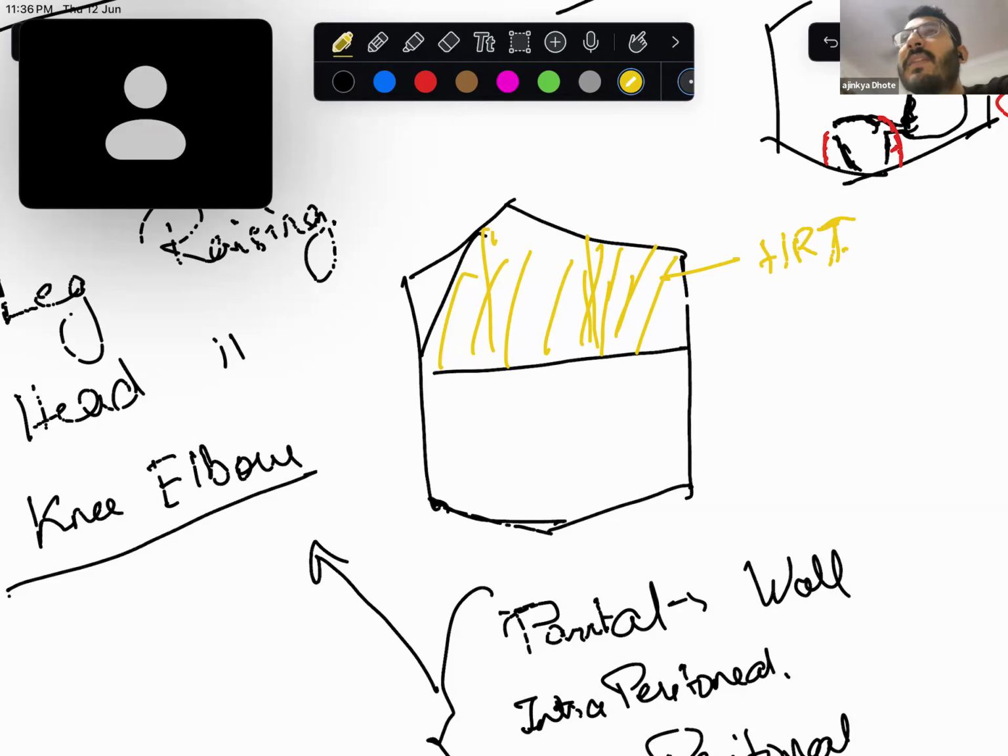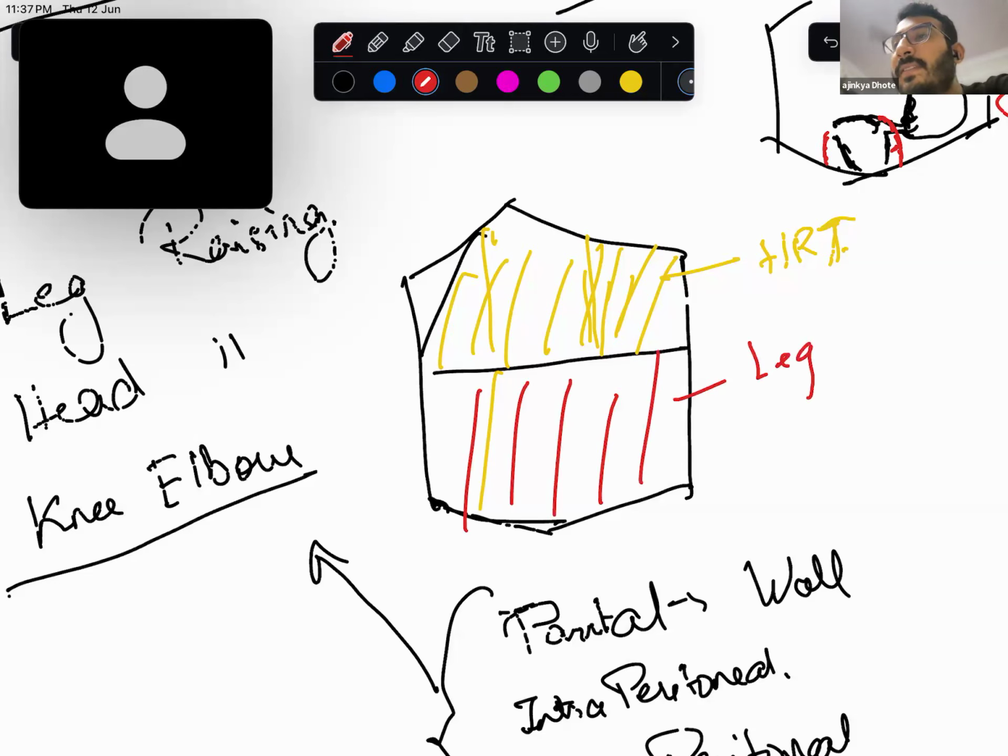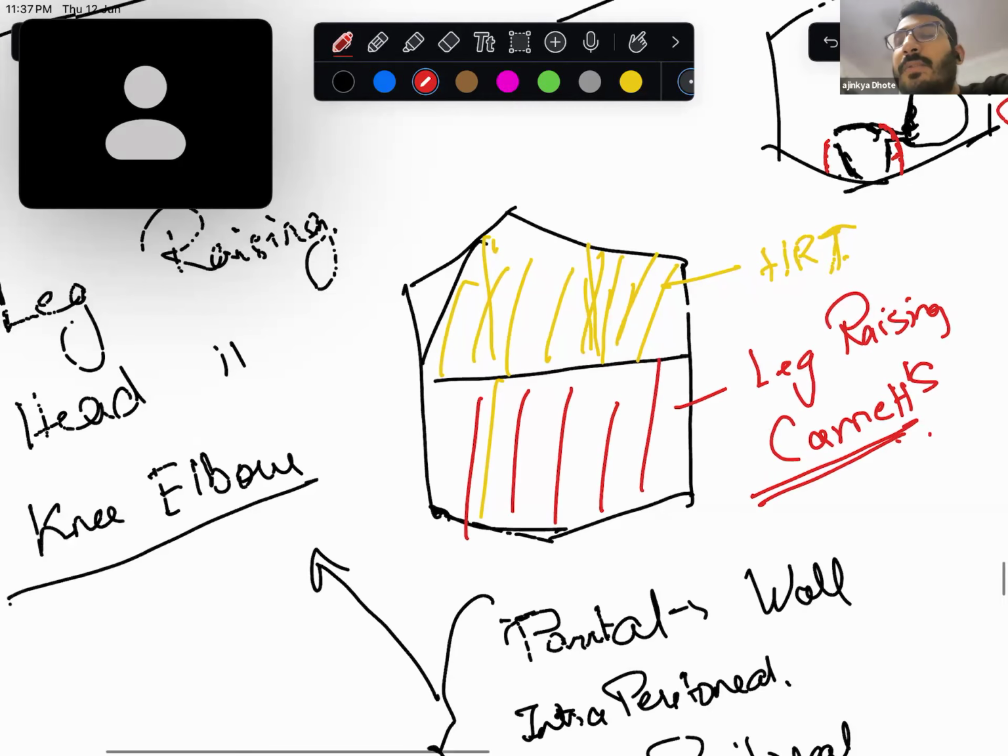Either your hernias, or any weakness, or swelling in the parietal wall, which can be a hematoma, or lipomas, or a sebaceous cyst or anything, because the muscle layers will push the swelling upwards, and this will make the swelling prominent. Now, if the same swelling is present in the lower abdomen, you have to do a leg raising test. It is also known as Carnett's test. So these are two tests that are important.